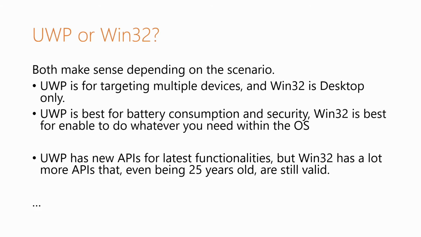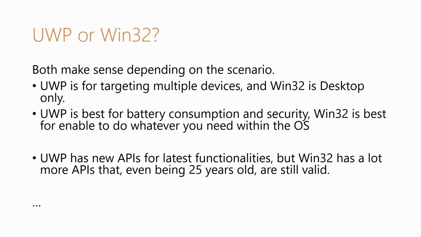And to be clear, again, we're just talking about app models here, not APIs. We're doing a lot of work to be able to use WinRT APIs, the modern APIs, across both of these and so on. So this is really about the app model. Just making sure that when you are making a decision, you have some kind of criteria, some kind of requirement on the table. For example, UWP is the best platform to target multiple devices, and Win32 is desktop because it was created for desktop.